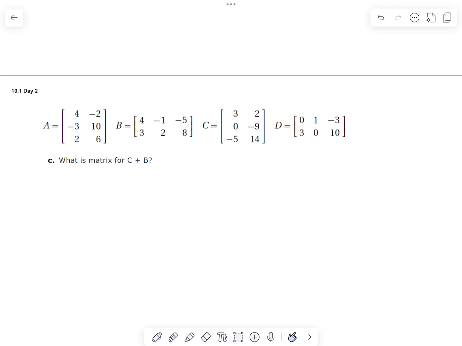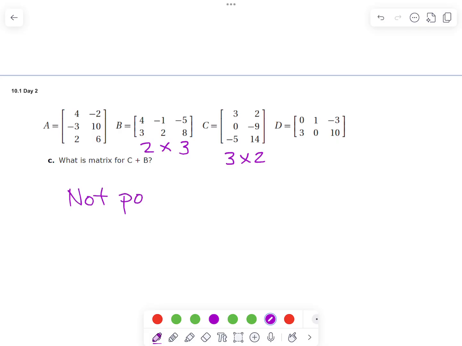Now it's asking us for C plus B. Matrix C plus B is not possible because matrix C is a 3 by 2 and matrix B is a 2 by 3. So this is not possible as they're not the same dimension.